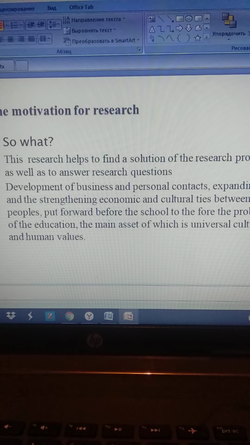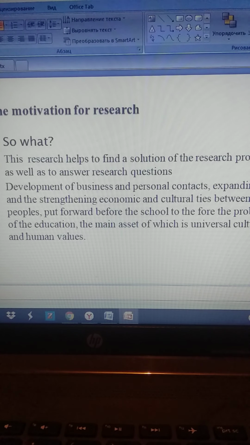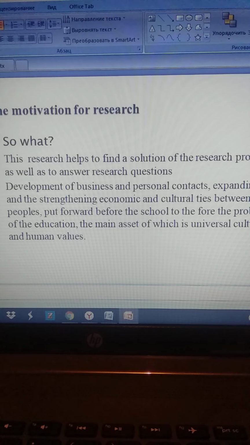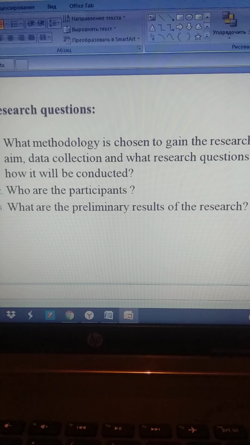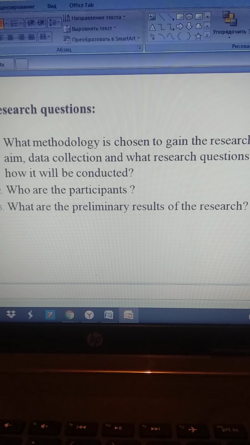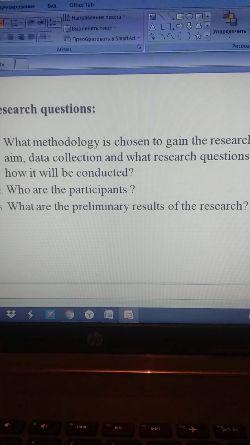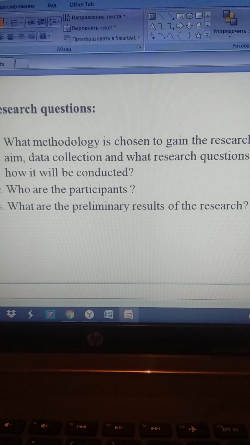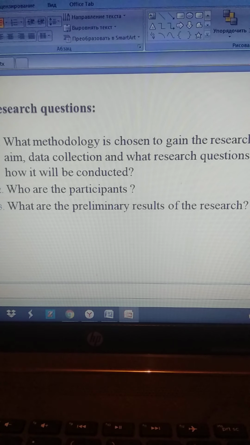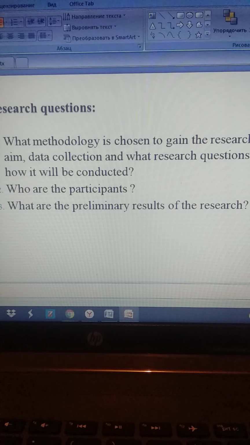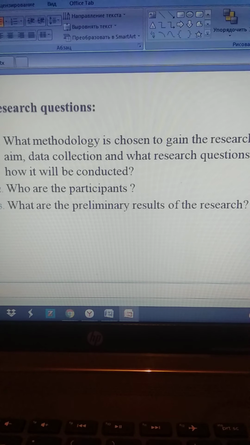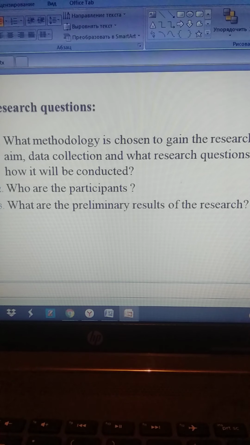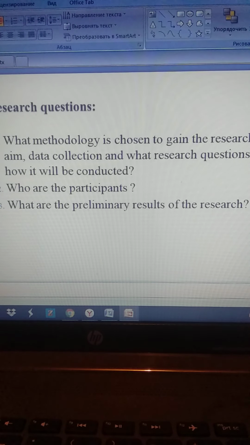So, the motivation for research. This research helps me to find the solution of the research problem as well as to answer research questions. Research questions: what methodology is chosen to gain the research aim, what kind of data collection will be conducted, who are my participants, and what are the preliminary results of the research.